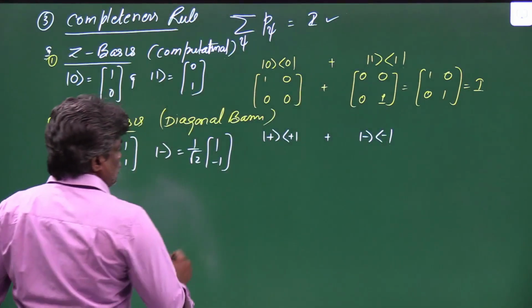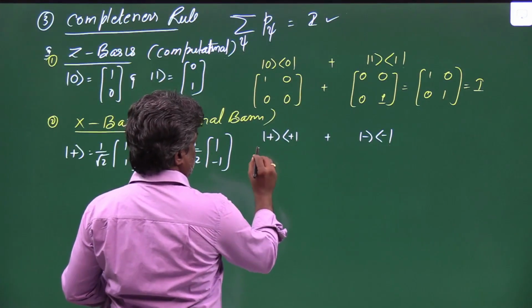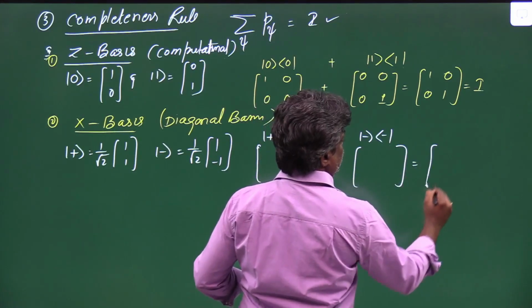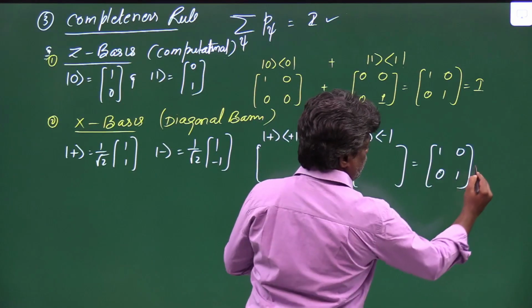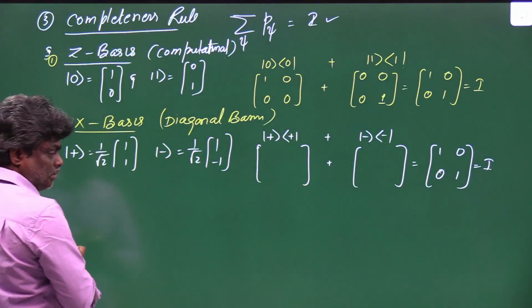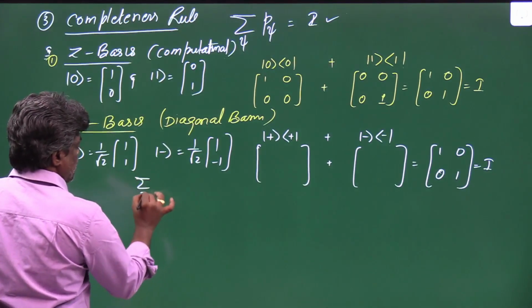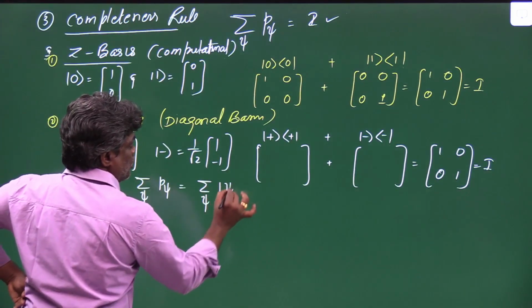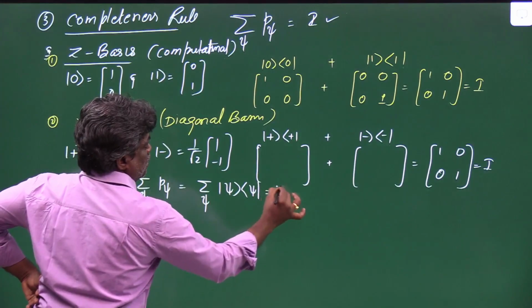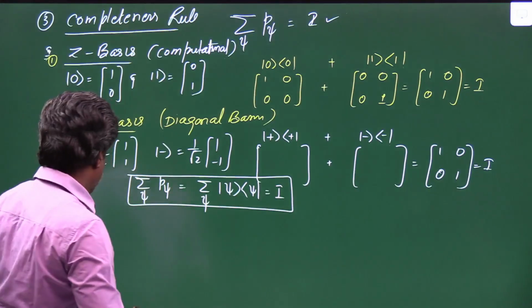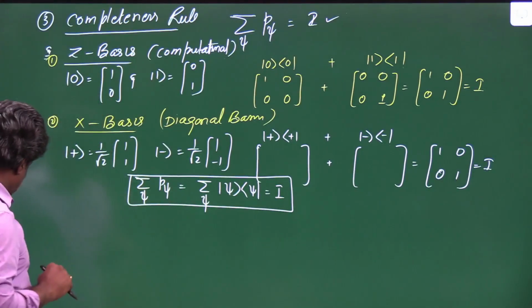Fine. So that's it. Here you got some matrix, and again here you got some other square matrix, and finally we got 1 0 0 1, which is nothing but I. So finally we can confirm the completeness rule, that is the summation over psi of |psi><psi| should be equal to I. Right? Okay.